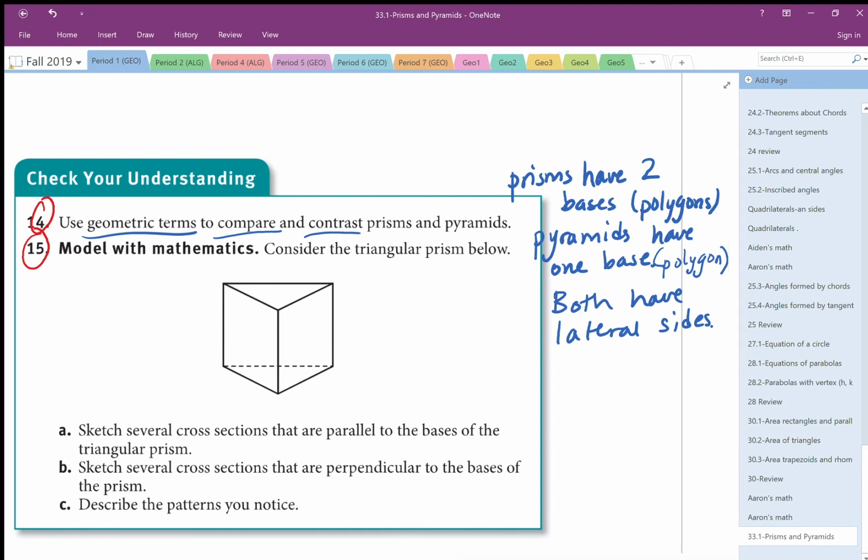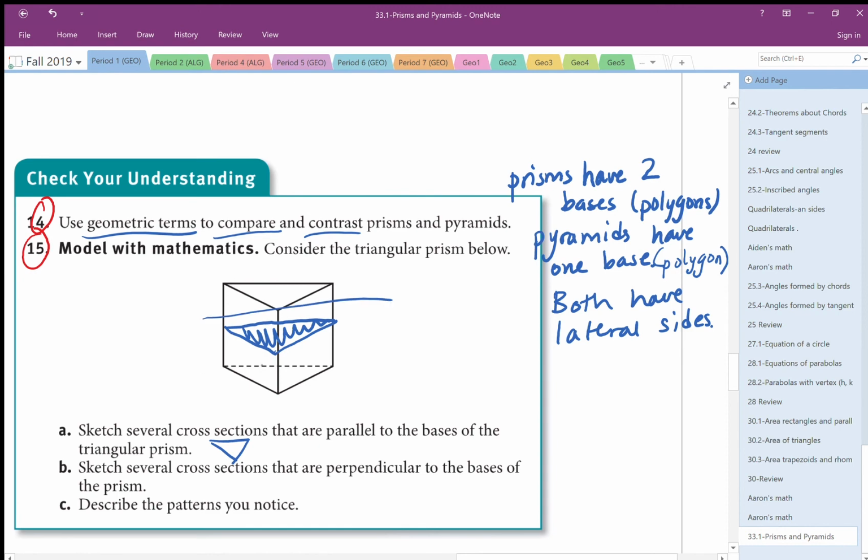Letter A, sketch several cross sections that are parallel to the base of the triangular prism. So if I were to go wham with my sword, like in Fruit Ninja, right? And I cut that shape, it would look like this. Wouldn't it look exactly like one of the bases, either base? So that's what it would look like if I crossed it horizontally. And it doesn't matter where I do it.